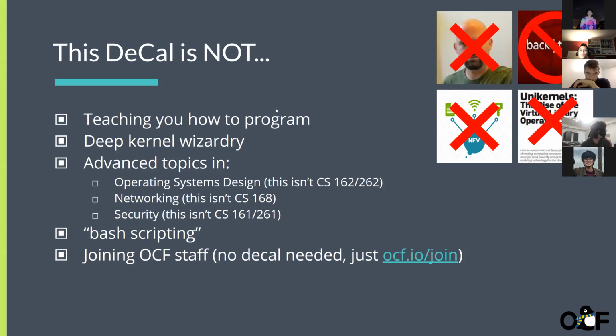So I also already covered some of this, but the decal also has some things that it very much is not. This decal is definitely not any of the courses that cover in more depth the things that we talk about in this course. These may include classes that you may have heard of, like CS 162, operating systems, 168, networking, 161, security, even, I guess now it's retired, the old bash scripting course that used to be here, CS 9E or something like that. We don't focus entirely on that either, even though that is one part of our course.